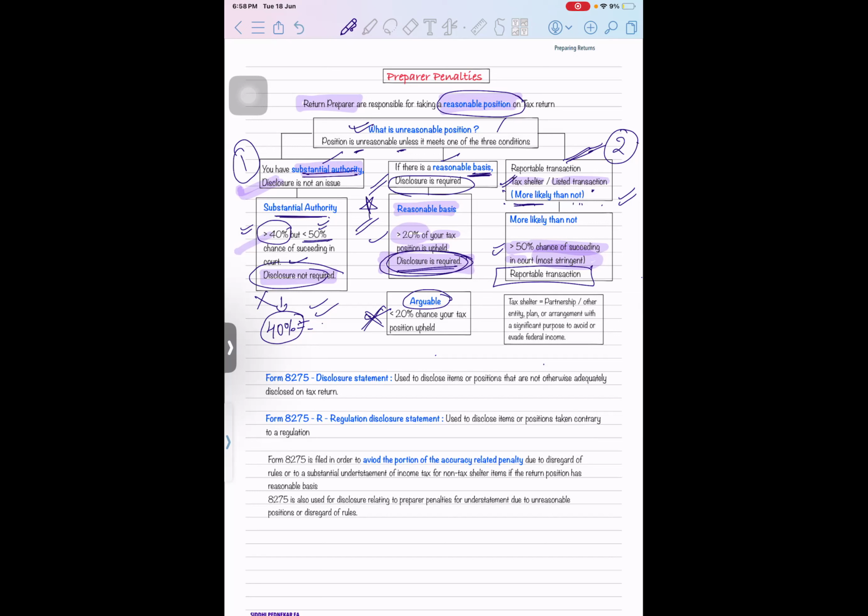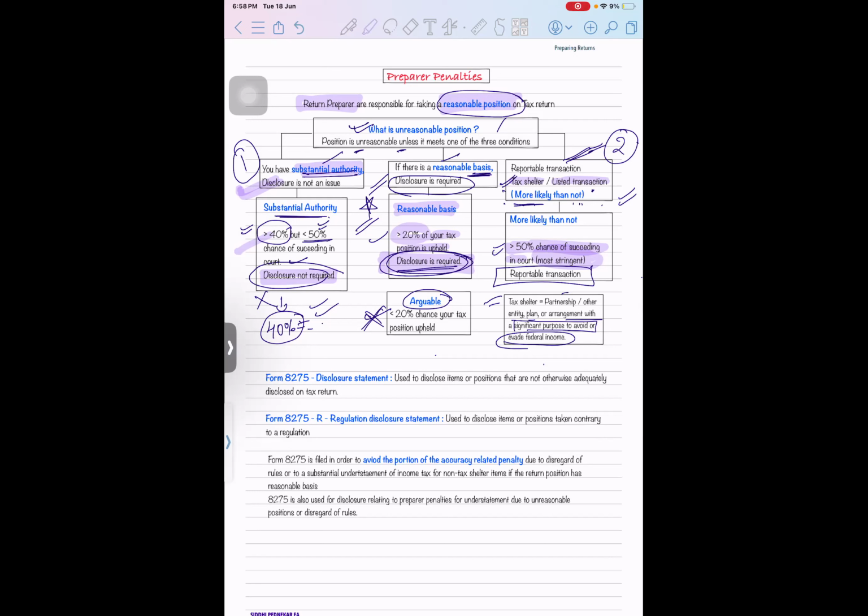Okay, clear guys? Tax shelter is a partnership, other entity, plan or arrangement with a significant purpose to avoid or evade the federal income tax. So that is what I mentioned is tax planning. Yes, that's what I mentioned, Somil. We cannot decide the percentage that this case will fit in the scenario. We cannot mention the percentage. That's when, in the exam, they will ask straight away.